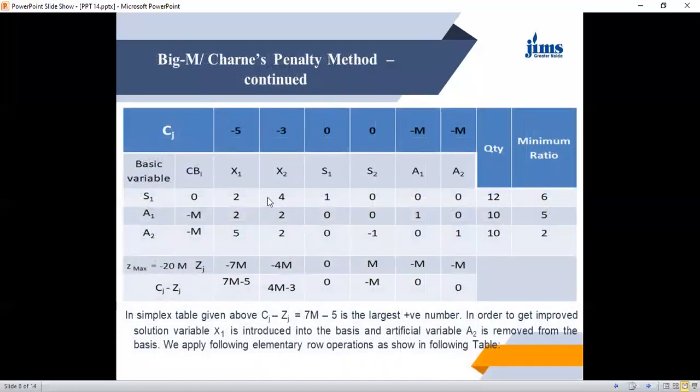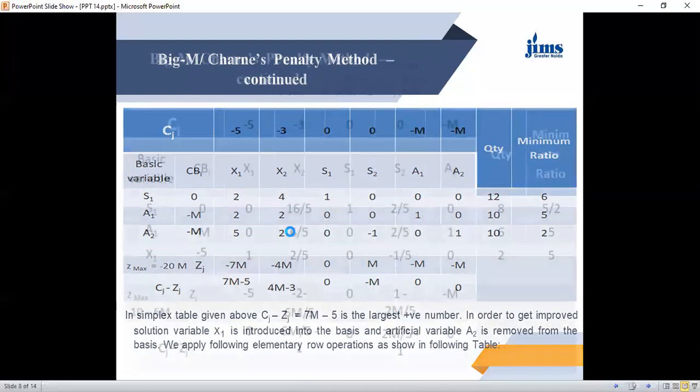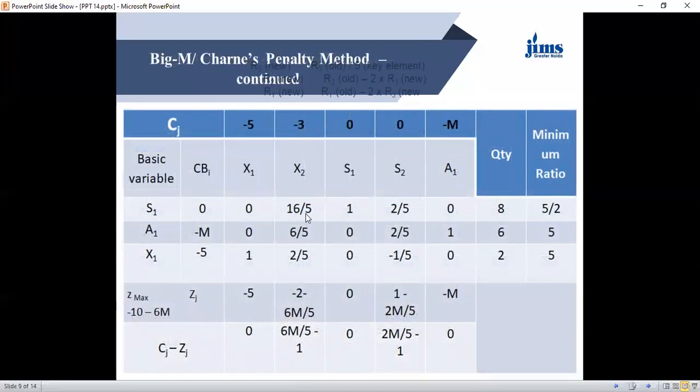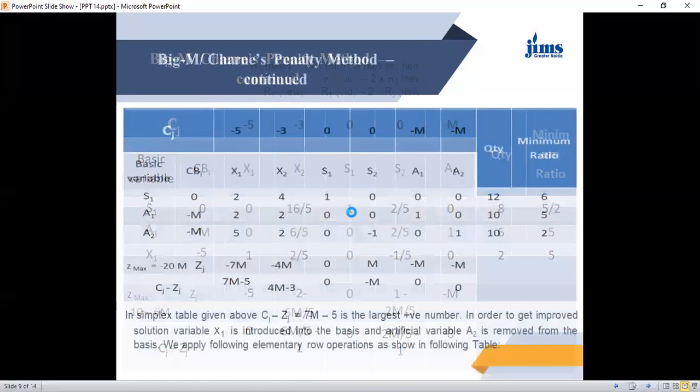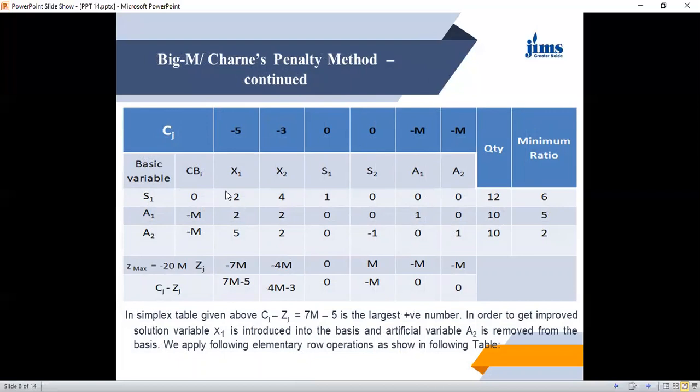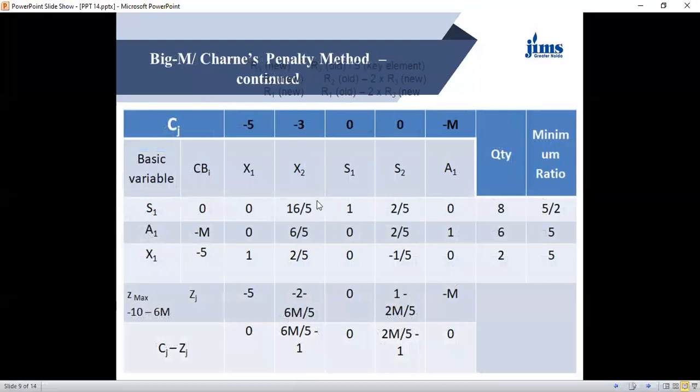Next, suppose we want to change 4. What we do: old number 4 minus this 2 multiplied by 2 divided by 5, that is 4 minus 4 by 5. So this becomes what? 4 minus 4 by 5 is 16 by 5. Similarly, we go here: 1 minus 0 into 2 divided by 5 equals 0. So 1 remains as 1. Similarly, we convert all the values here. So this becomes 0, 16 by 5, 1, 2 by 5, 0, and 8. So all the values have been replaced.